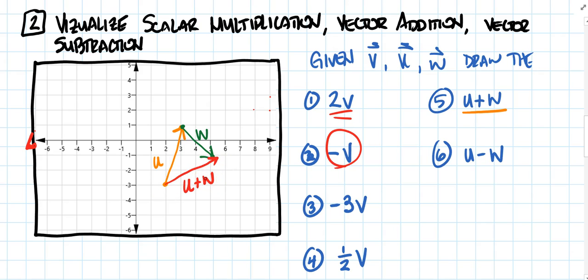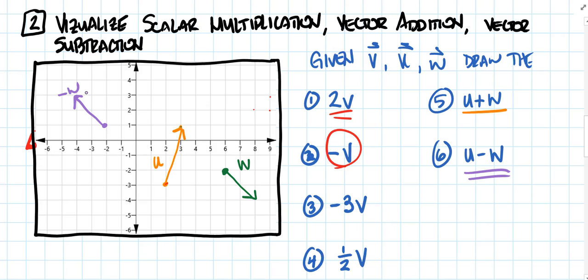Okay? So let me pause and show you a visualization of u minus w. Okay, let's talk about u minus w. What I want to do is draw negative w. So negative w is going to be, instead of going down 2 and over 2, I'm going to pick this one up. Let's draw it here. I would go left 2 and up 2. So this is negative w.